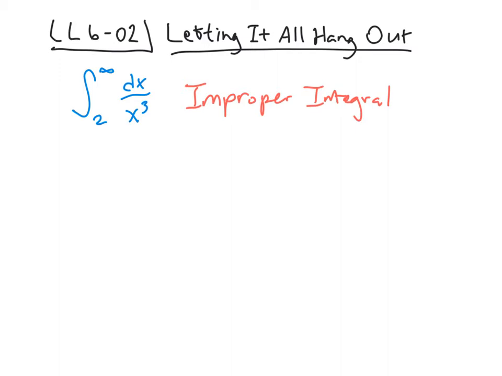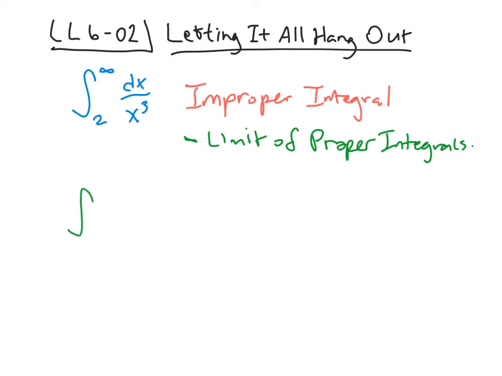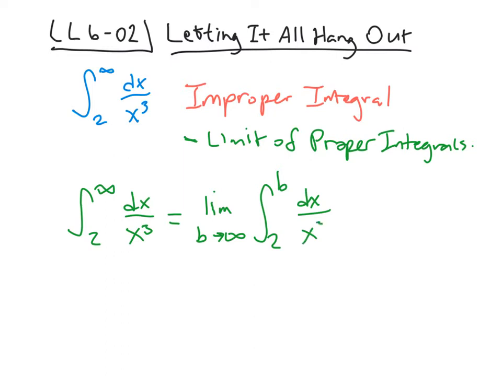Now, we always think about improper integrals as limits. This is a limit of proper integrals. In this particular case, we're going to think of the integral from 2 to infinity of dx over x cubed as the limit as b goes to infinity of the proper integral from 2 to b of dx over x cubed.